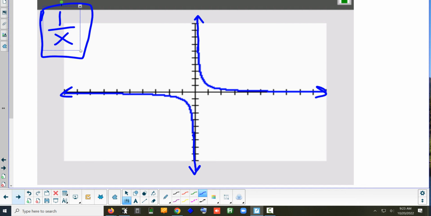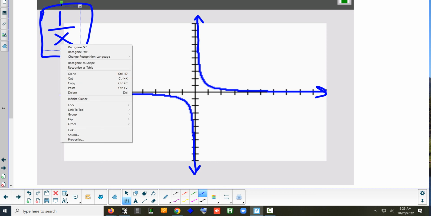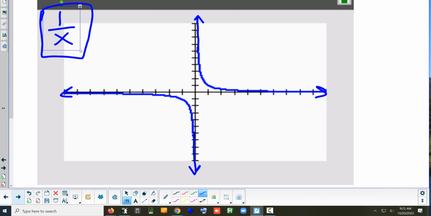As x continues to grow, the fraction just keeps getting smaller and smaller. What is it getting closer and closer to? Yeah. It's getting closer and closer to zero. If x is 100, you have 1 over 100. It's small, but it's not zero. It's 0.01. If you have 1 over 1,000, it's even smaller. It's 0.001, 1/1,000, but it's not zero.